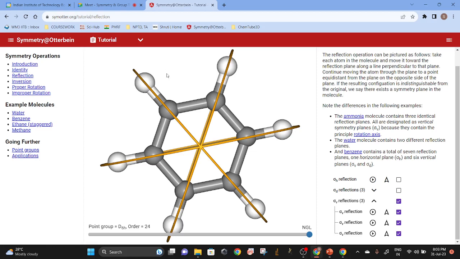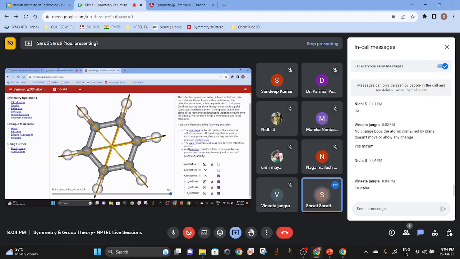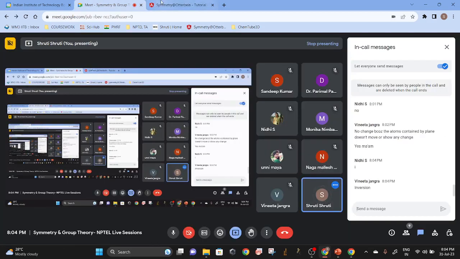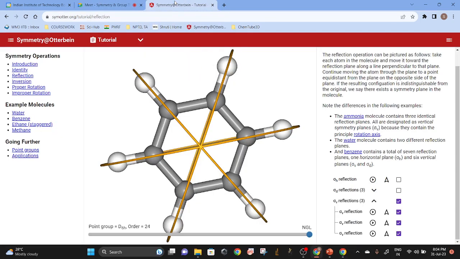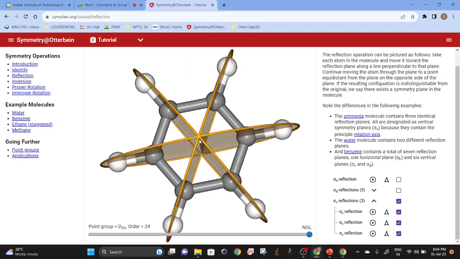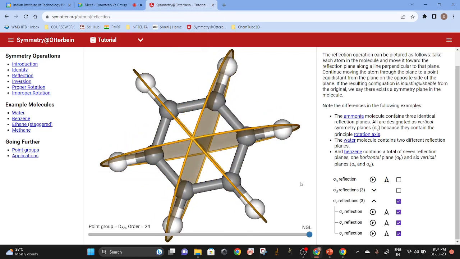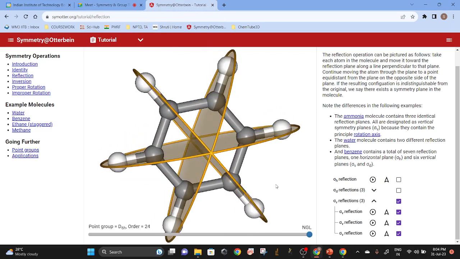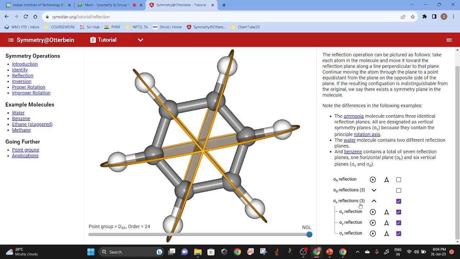Yes, correct. It is meeting at the inversion point. See, here we had the inversion center. Okay, so this is about the sigma V, and there is one more type, sigma D, which is called the dihedral plane.